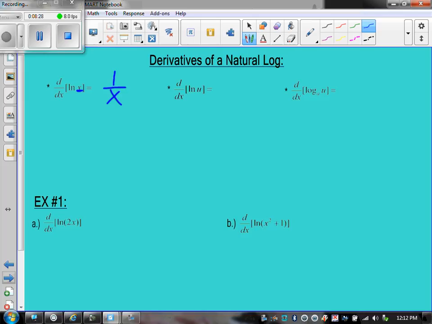Okay? So using that, look at this natural log of u. I'm going to take the derivative of the inside over the inside. So the derivative of natural log of u is u prime over u. Okay?